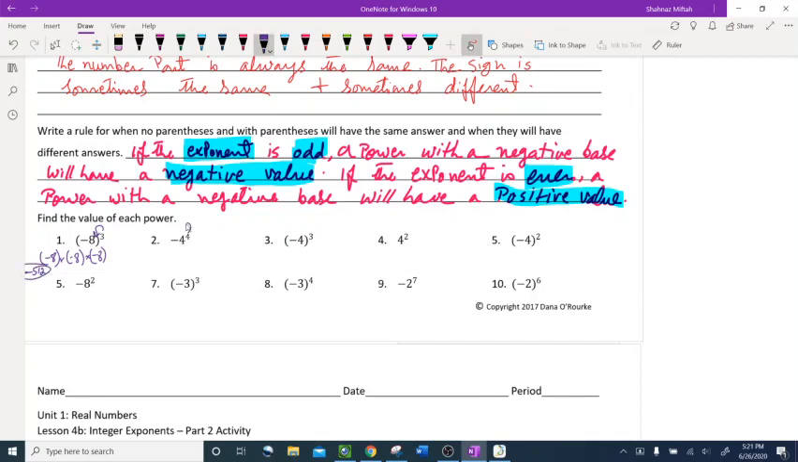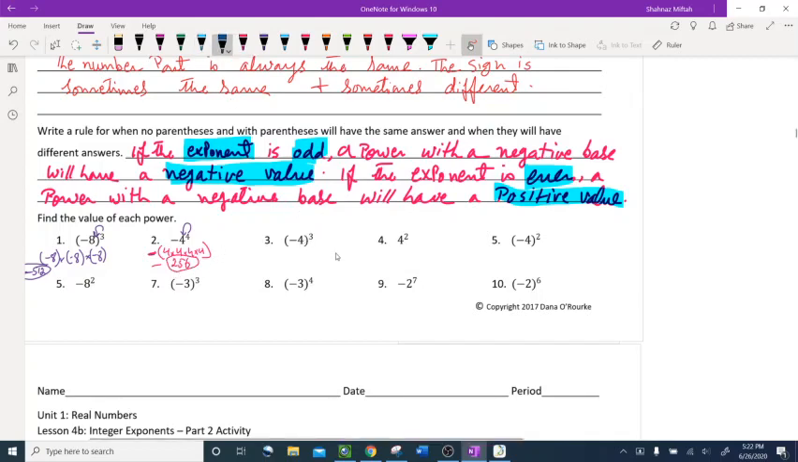Okay, now you can see 4 is applying on only 4. 4 is only on top of 4, but not on negative. So this negative stays outside, and I'm going to multiply 4 times. My answer is negative 256.